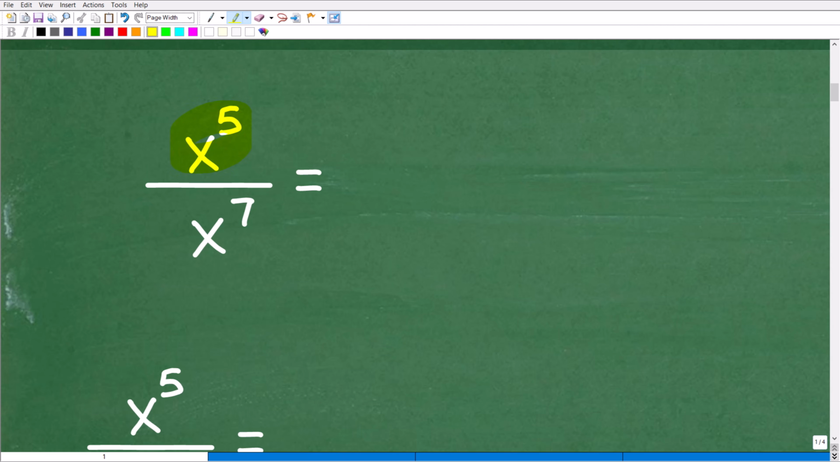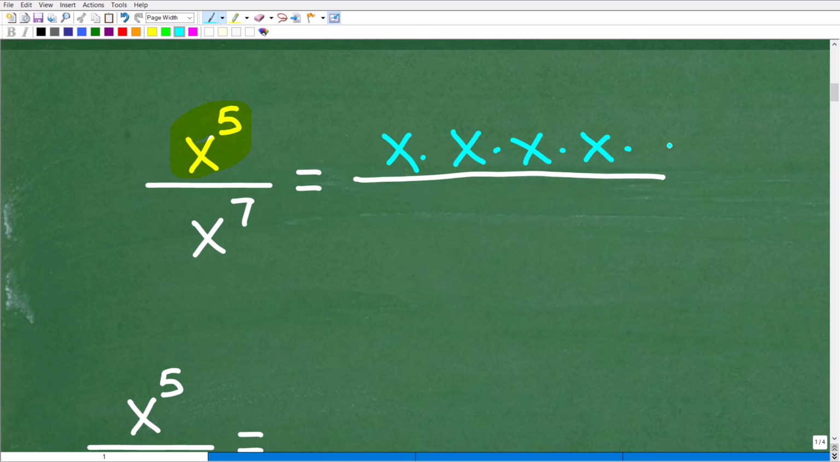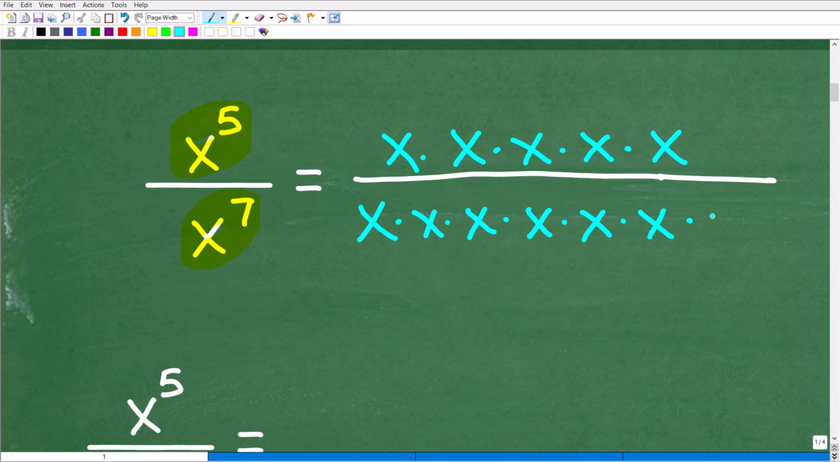So the first is, let's just understand what's going on here. We have x to the 5th. What does that mean? Well, in algebra, this means we have x being multiplied by itself 5 times. So this is x times x times x times x times x. So 1, 2, 3, 4, 5. That's all x to the 5th means. And then x to the 7th means we have x being multiplied by itself 7 times. So let's write that down here: 1, 2, 3, 4, 5, 6, 7. This is what we would call the expanded form of a power.